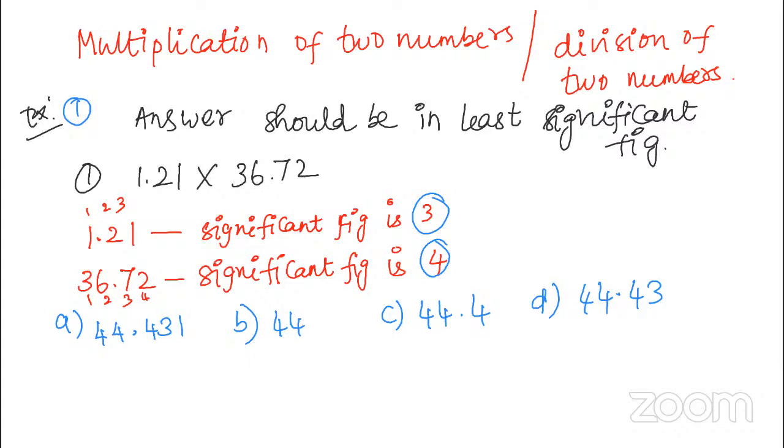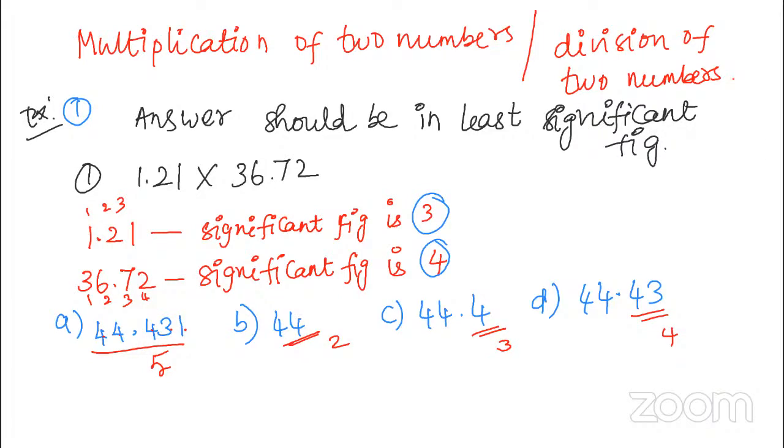So now we have to check it once. For the first one, 1, 2, 3, 4, 5. So the significant figure value is 5. For this one, it is 2. For this one, it is 3. And for this one, it is 4.